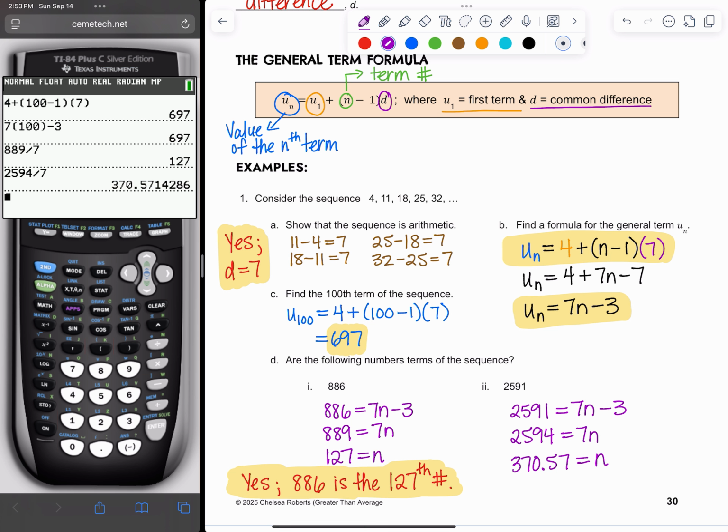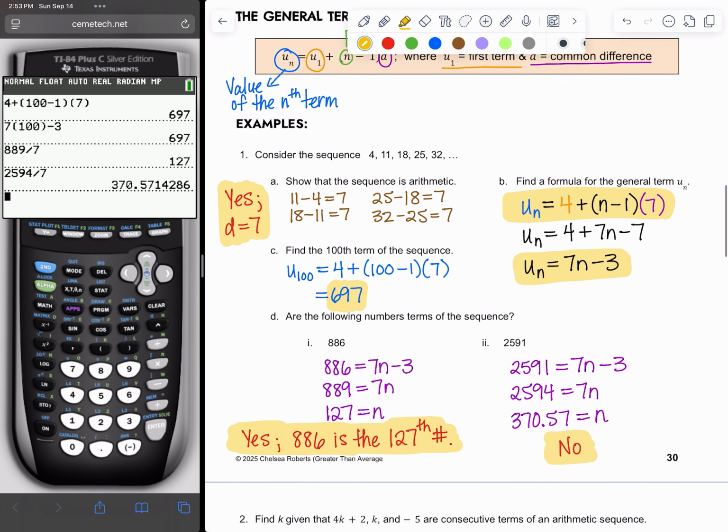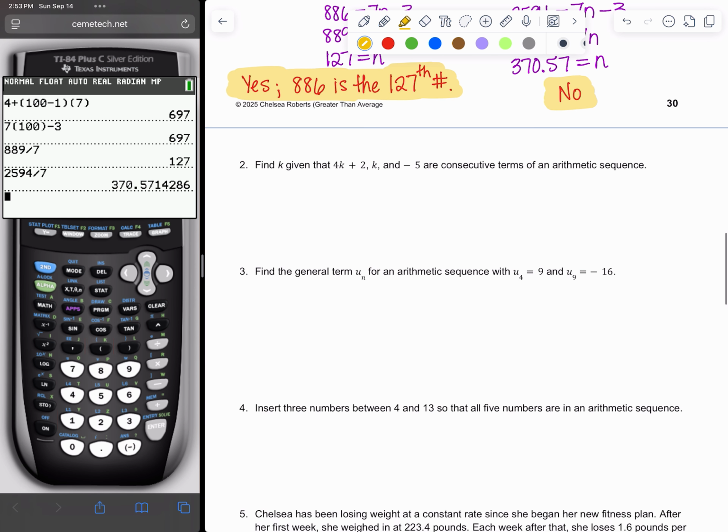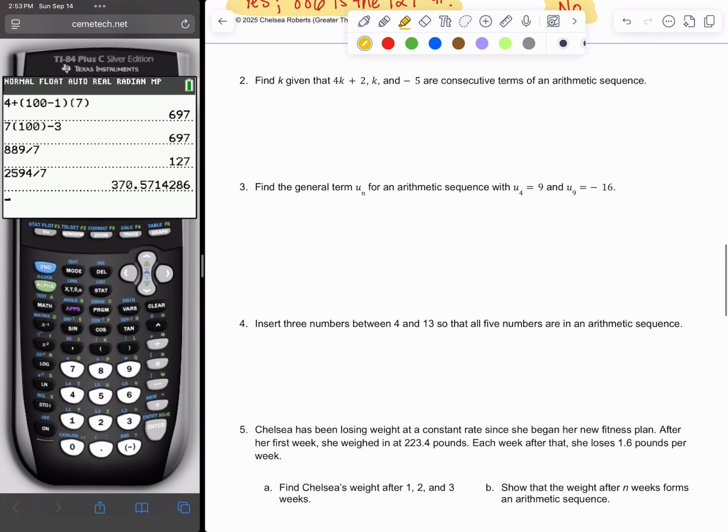And I cannot have part of a number or part of a term. It has to be a whole number. So I know that my answer is no. This 2,591 does not lie in that list of numbers. All right. So now let's look at our other examples.